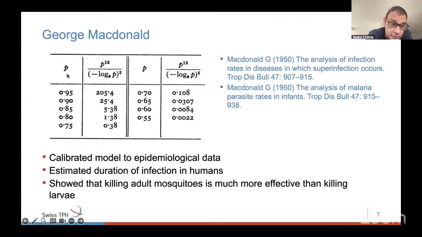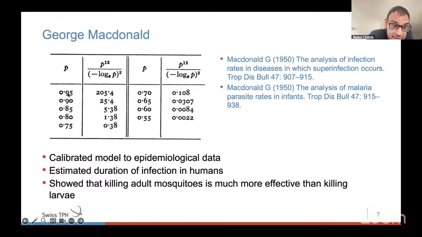daily survival probability of a mosquito. And this term here is the expected number of bites that a mosquito who gets infected with malaria would have after it's infectious. So this P to the 12, sorry, is the probability that a mosquito survives 12 days to become infectious after it's infected. And then this is the mortality rate of mosquitoes. So it's looking at how many bites you would then expect a mosquito to have.